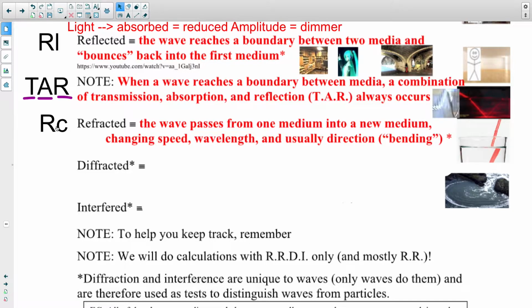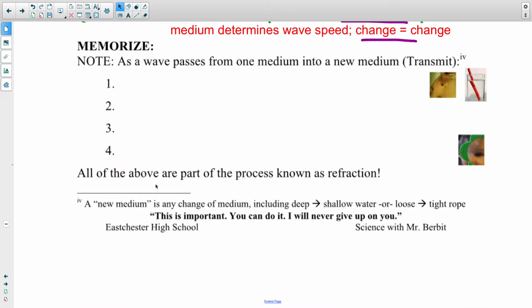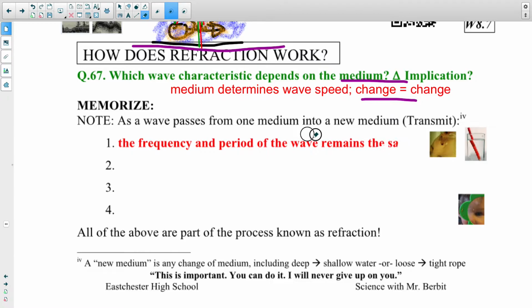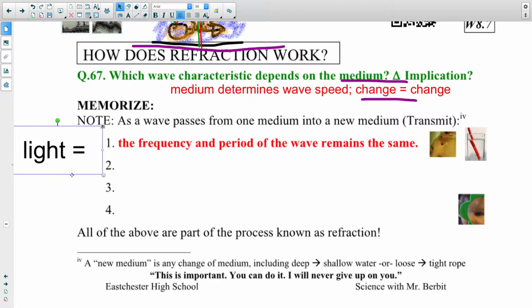All right, so let's jump back over to this refraction. So we're going to a new medium. So what changes, what doesn't change? That's the point of this little section right here. So here we go. First thing, what does not change? Frequency and period. Now, you may say, all right, well, that seems arbitrary. How am I going to remember that? Well, if you remember, the frequency of light is its color.